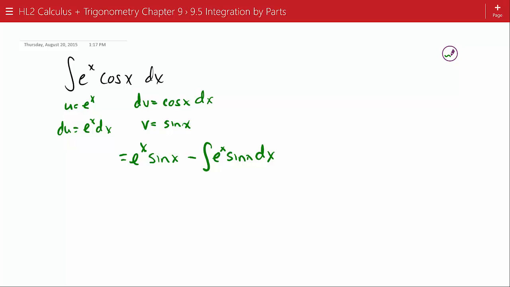And you can see that the structure of this integral is similar to what we started with, so we need to use another integration by parts.